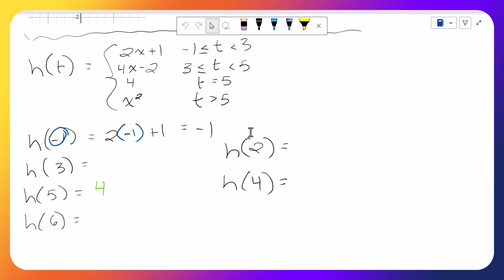So for h of 6, which one would it fall under? Well, t is greater than 5 here. 6 is greater than 5, so my input of 6 makes sense for this one. So all I'm going to do is put it in, because it's my input. So I'm going to do 6 squared. 6 squared is 36.